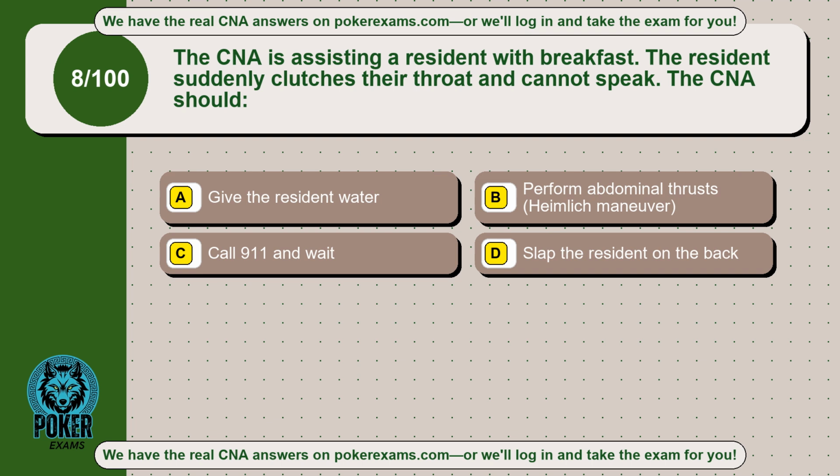Question 8. The CNA is assisting a resident with breakfast. The resident suddenly clutches their throat and cannot speak. The CNA should: Option A, give the resident water. Option B, perform abdominal thrusts, Heimlich maneuver. Option C, call 911 and wait. Option D, slap the resident on the back.